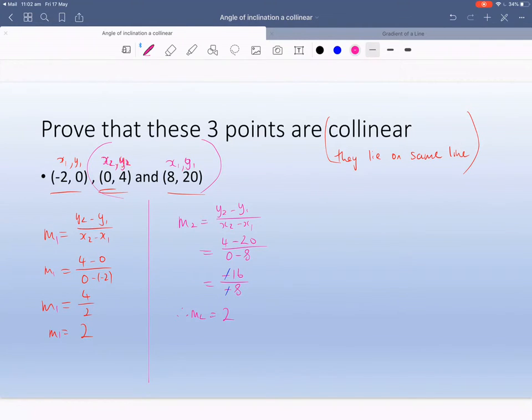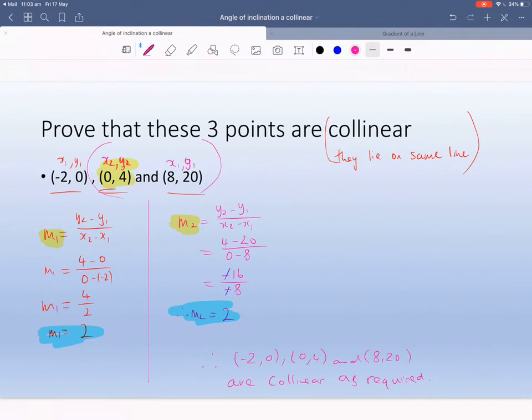Now, what do we know so far? We noticed from previous lesson that these two are definitely parallel because they have the same gradient, all right? So they're definitely parallel because they have the same gradient. But the fact that we've used the same point in both this one and this one means they are collinear. So that's it. Therefore, minus 2, 0, 0, 4, and 8, 20 are collinear as required.